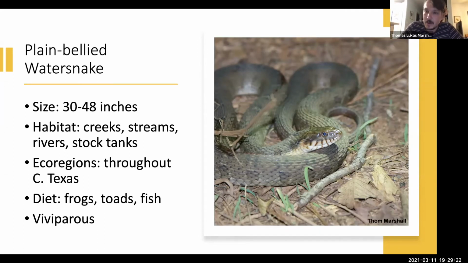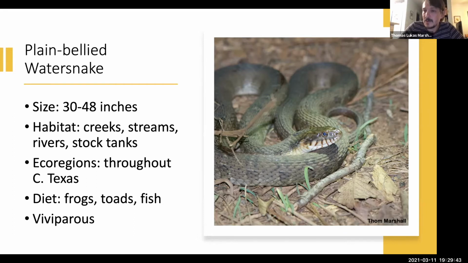So the plain-bellied water snake is maybe the most common snake that we might see around town at Lady Bird Lake or along any kind of creek that we have here. These snakes also eat frogs and toads, and they'll also eat fish as well. And they're really common snakes.